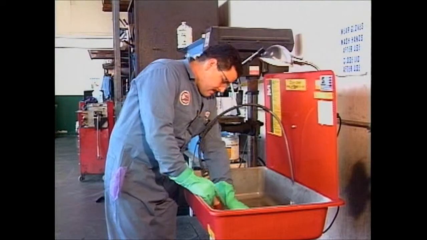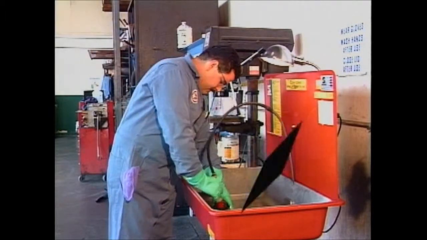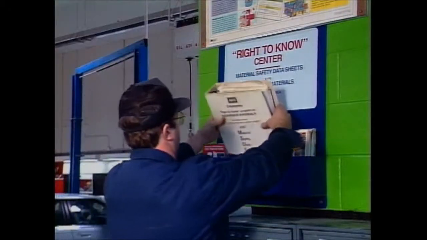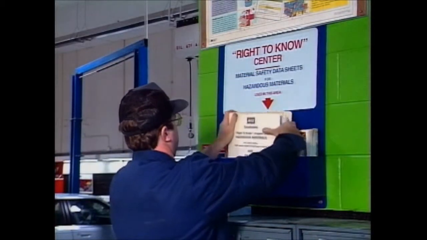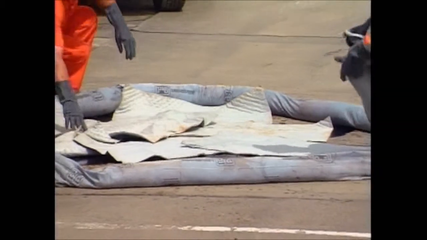Employees must be informed of any operations in the work area where hazardous chemicals are present. Employees must be informed of the location and availability of the company's written program. Employees must know the location and availability of the MSDS files. The training should include the observation methods used to detect the presence or release of hazardous chemicals in the work area.